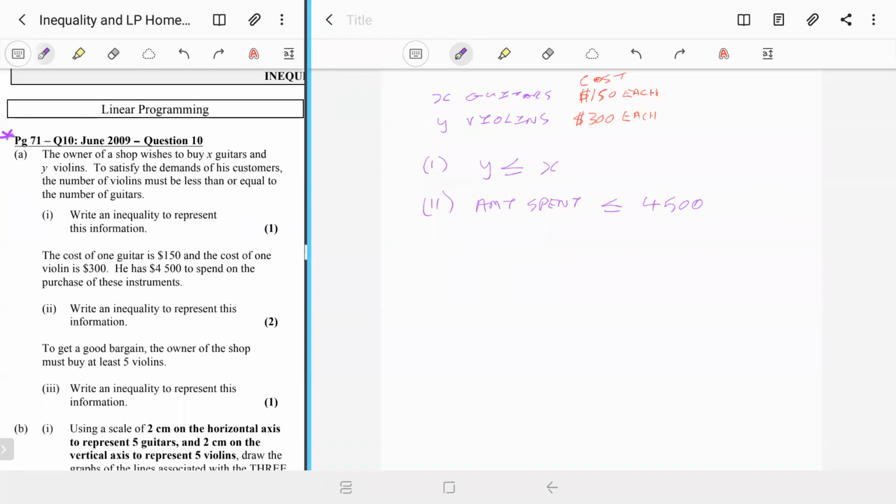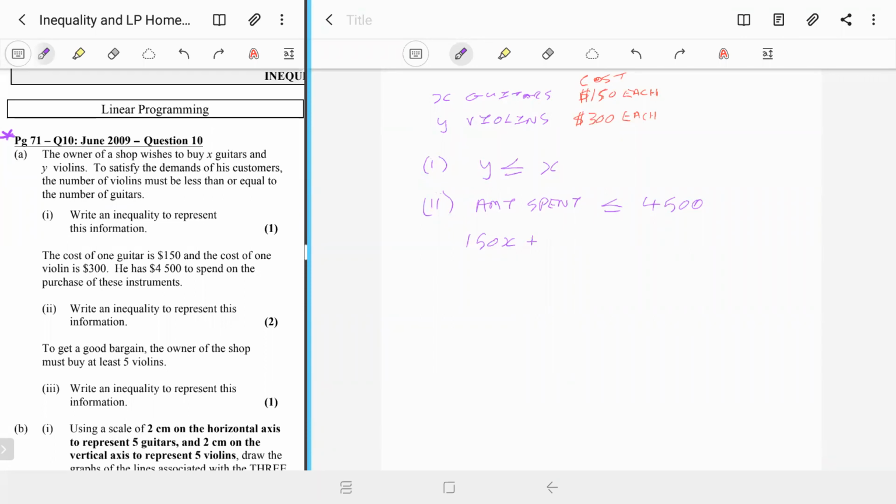X times 150. Good. But just write it nicely as 150X. Plus he spends some money on the guitars. He's spending $300 on each guitar, and he has violins, right? He spent $200 on each violin, and he has Y violins to buy. So what's the total amount of money that he's spending on the violins?